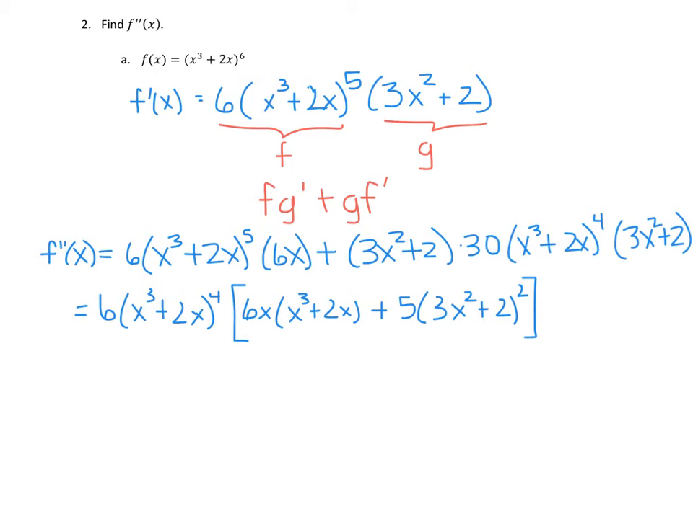All right. So now let's simplify what's inside the brackets here. We still have the 6x cubed plus 2x to the fourth.